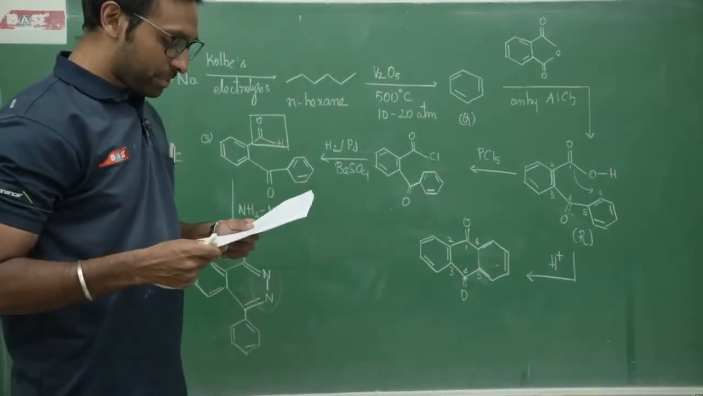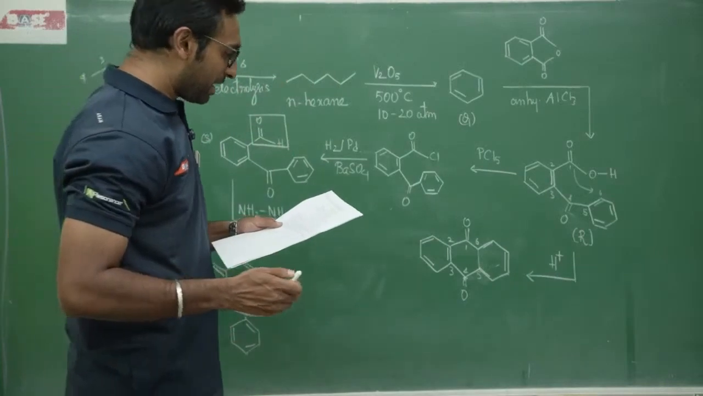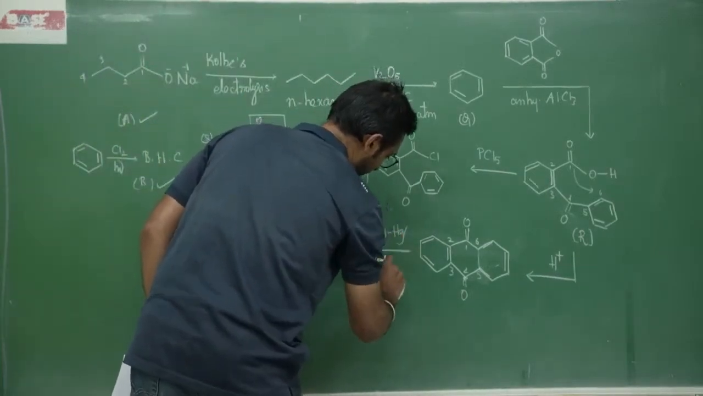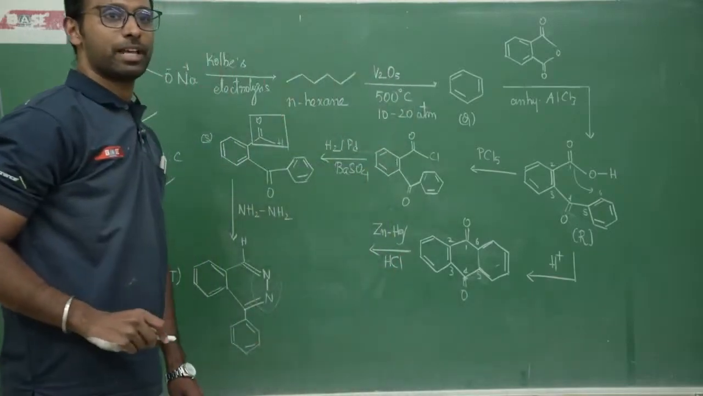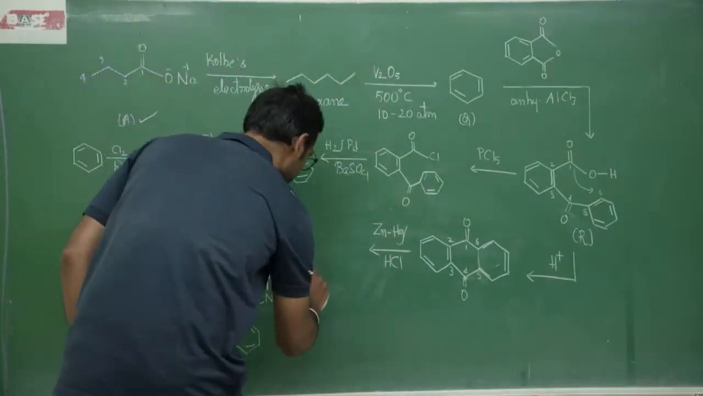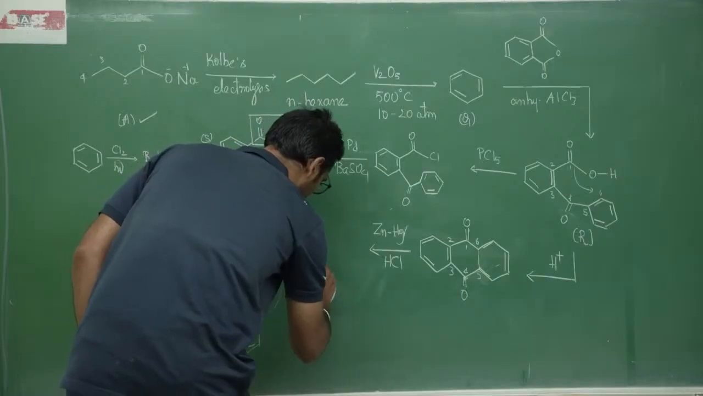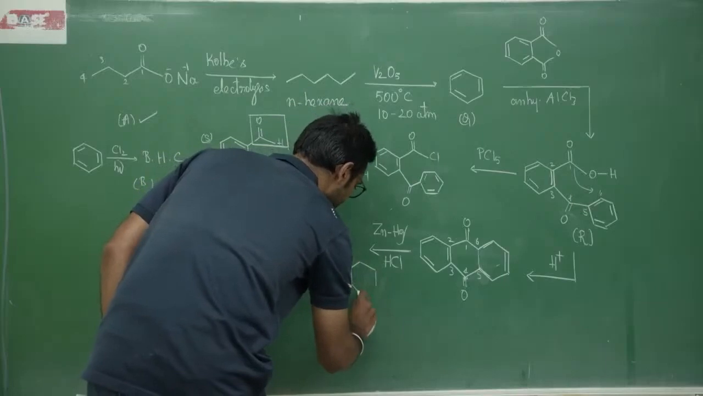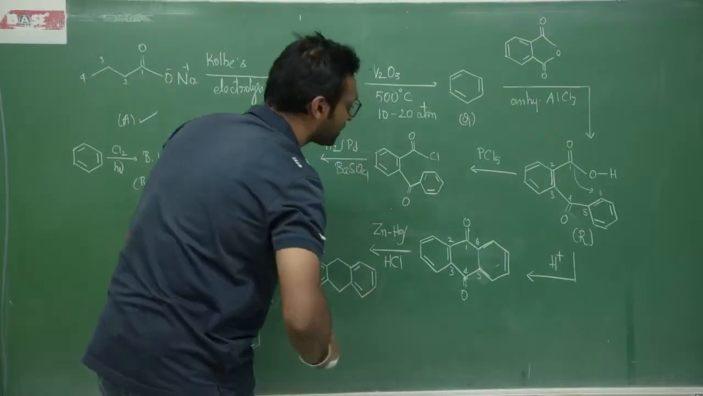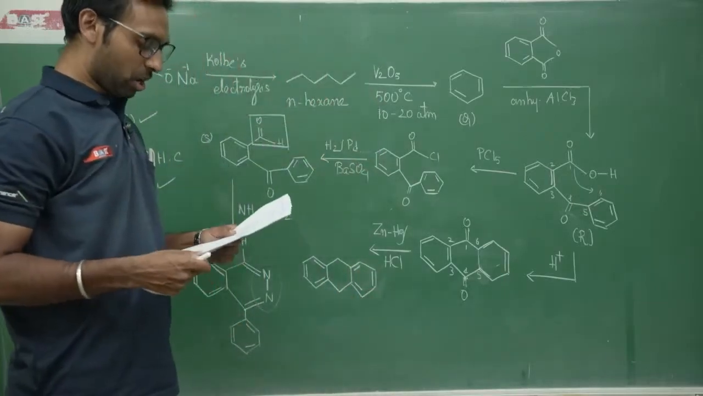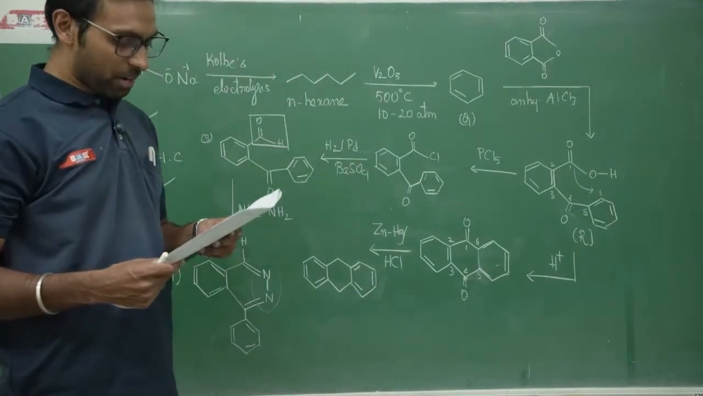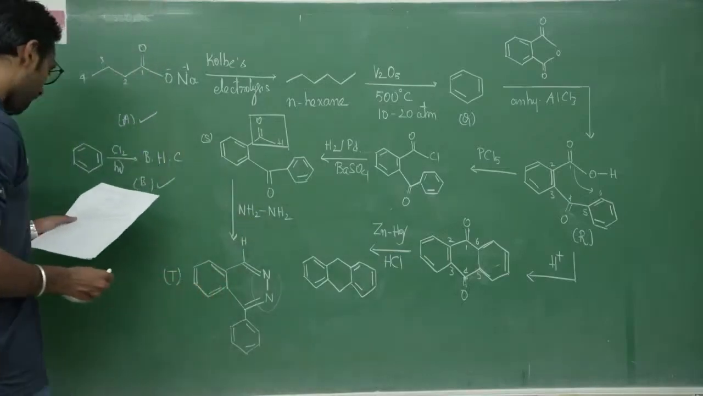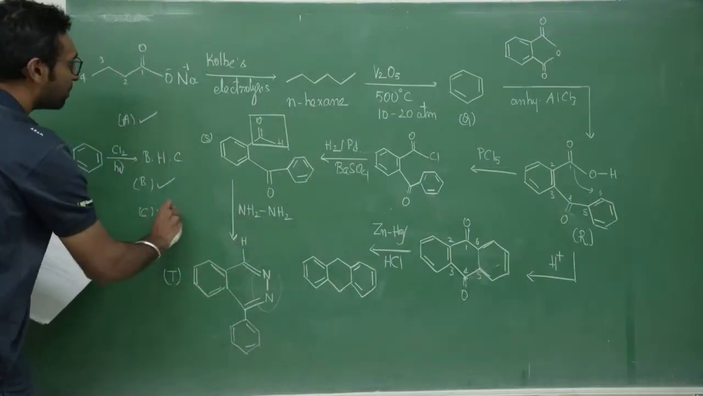Okay, and then subsequently you're going to react it with zinc amalgam and HCl. When you react it with zinc amalgam and HCl, it will undergo Clemmensen reduction. And in Clemmensen reduction, ketones are going to be reduced to the respective hydrocarbons, and this is the compound we have got. But then the option says 9,10 dihydroxy anthracene, which is not correct. So therefore, the correct answers are A, B, and C.